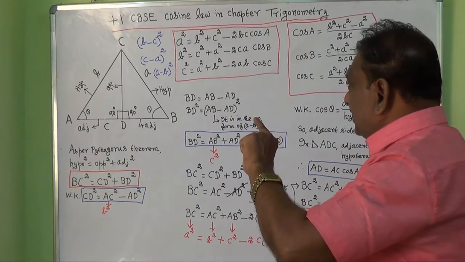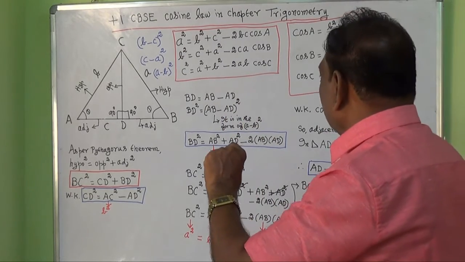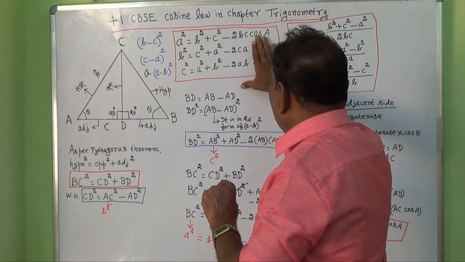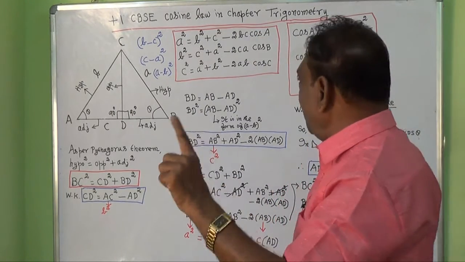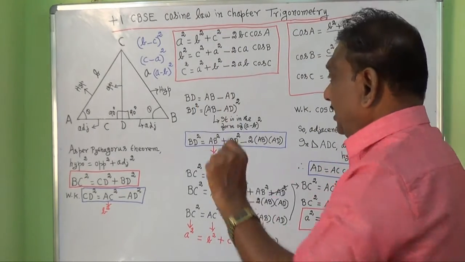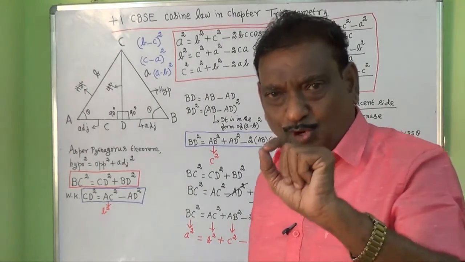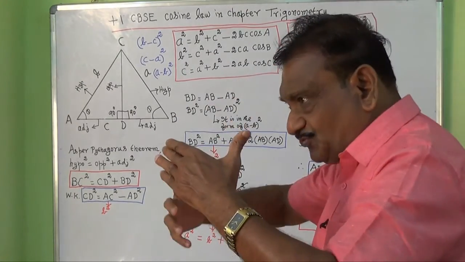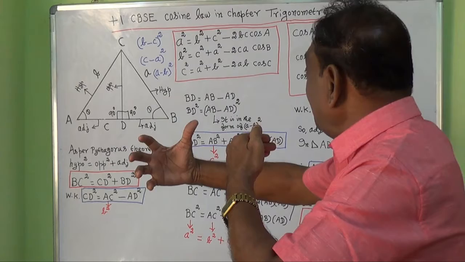On seeing the second formula, we can also understand that it is in the form of c minus a the whole square. If we hide the cos B, the right side three terms are in the form of c minus a the whole square. What is c minus a the whole square? c square plus a square minus 2ca. So in this way we can remember this cosine law very easily.